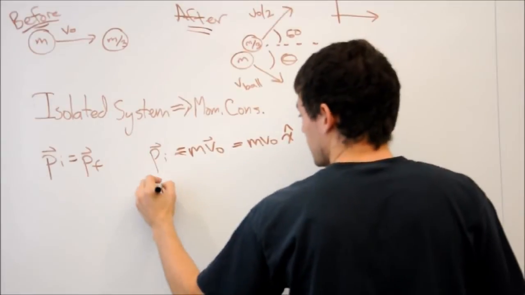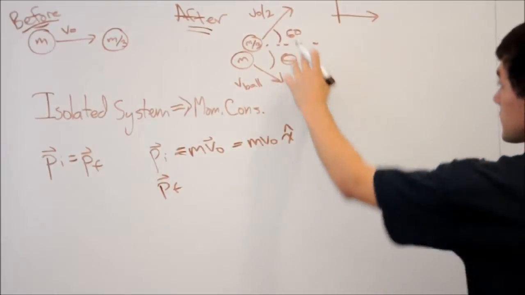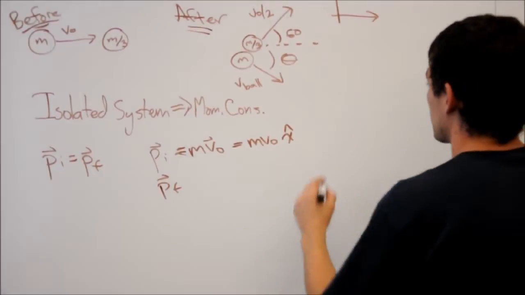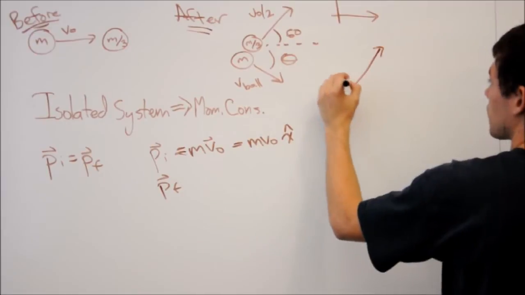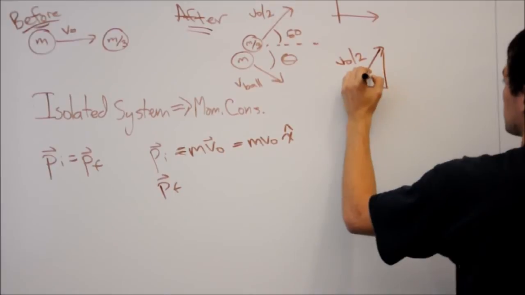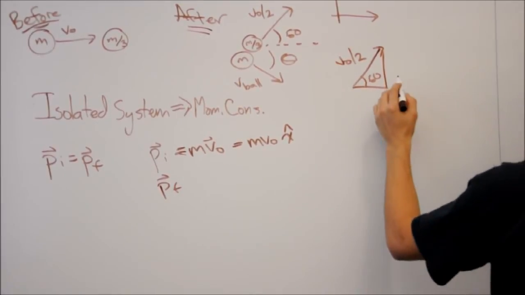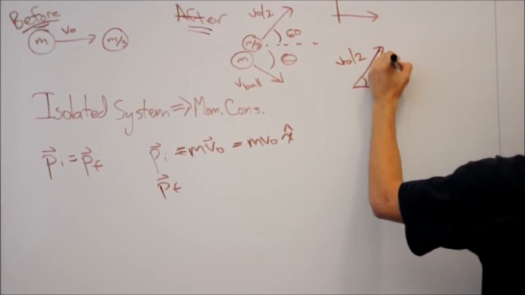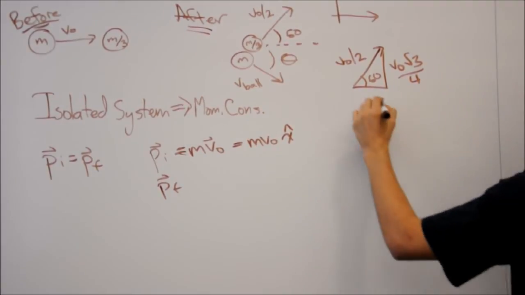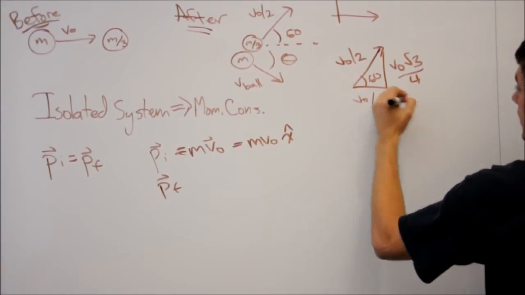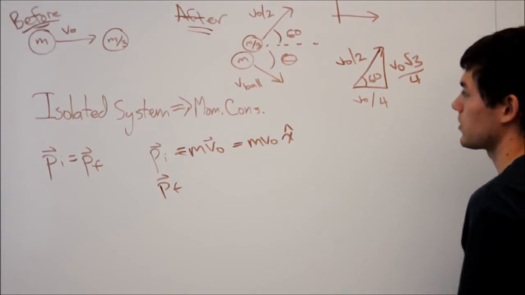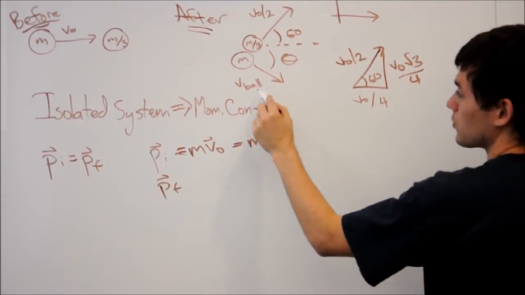Now, p final is going to be a little bit more complicated since we have to deal with the fact that these two are now moving at angles. And so what we're going to do is split them up into components. So the bowling pin, for example, has a magnitude of v0 over 2 and is moving at an angle of 60 degrees. So this y-hat component is going to be v0 root 3 over 4, which is just the magnitude times the sine of 60 degrees. The x-hat component is just going to be v0 over 4, so v0 over 2 times the cosine of 60 degrees. And we're going to do exactly the same thing with the bowling ball, except using the variables v ball and theta.